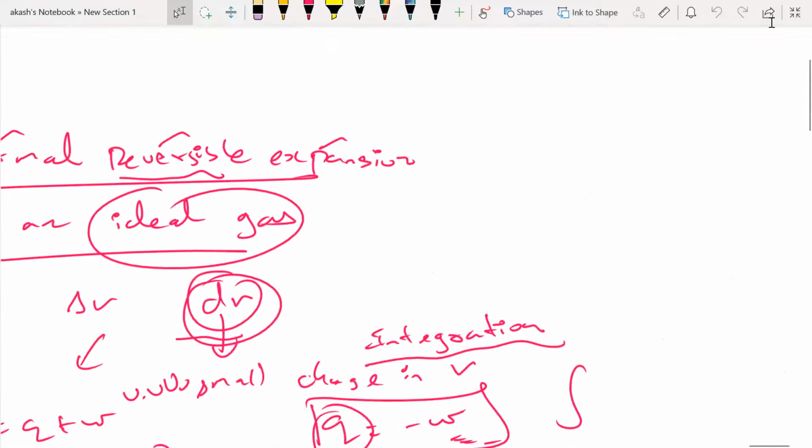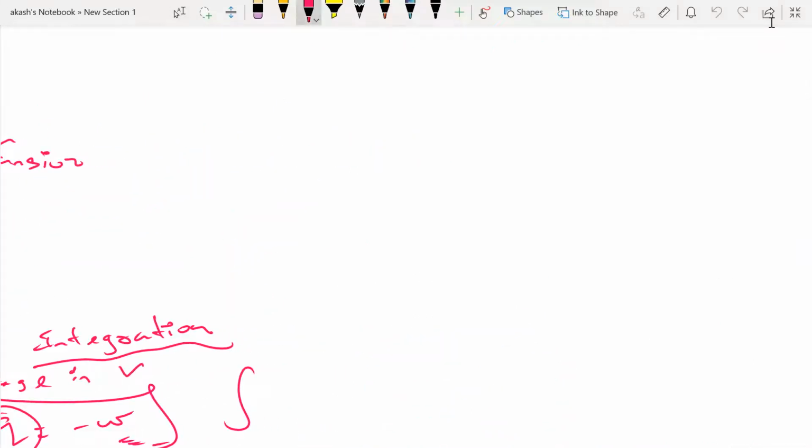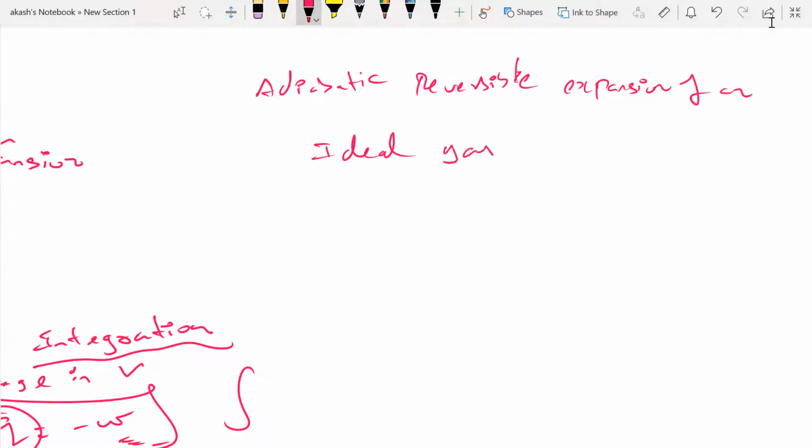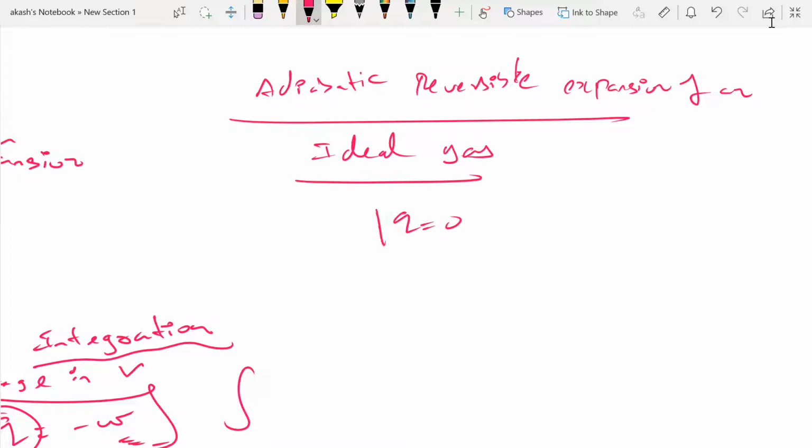Okay, so next thing we'll do now is move on to the next category. I'm going for adiabatic reversible expansion of an ideal gas. So we are going to do the same thing we did for isothermal, now for adiabatic processes. So we know what happens in an adiabatic process. In an adiabatic process, there is no heat lost or heat gained.